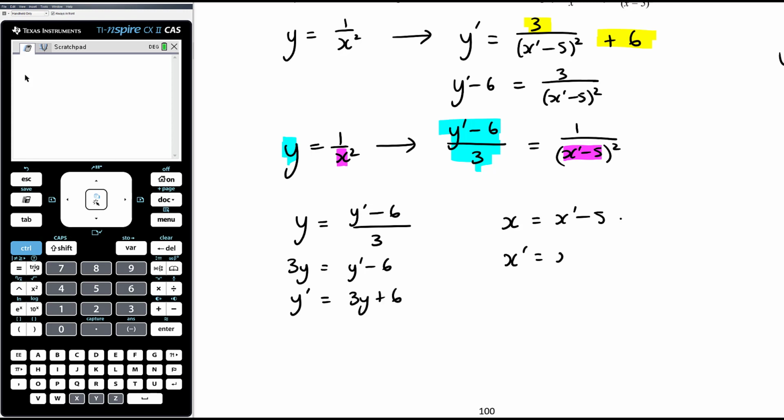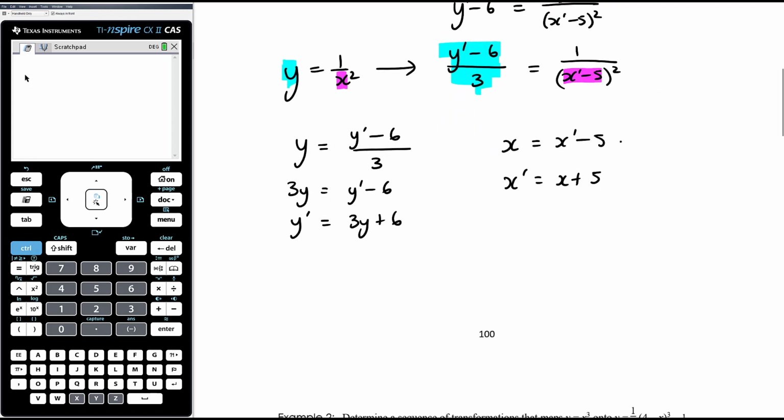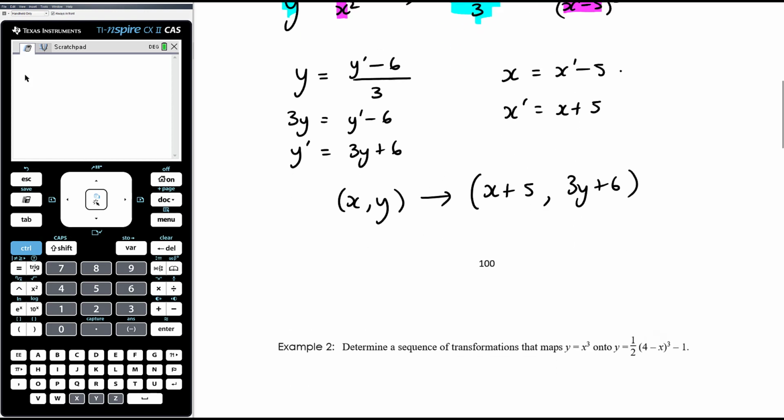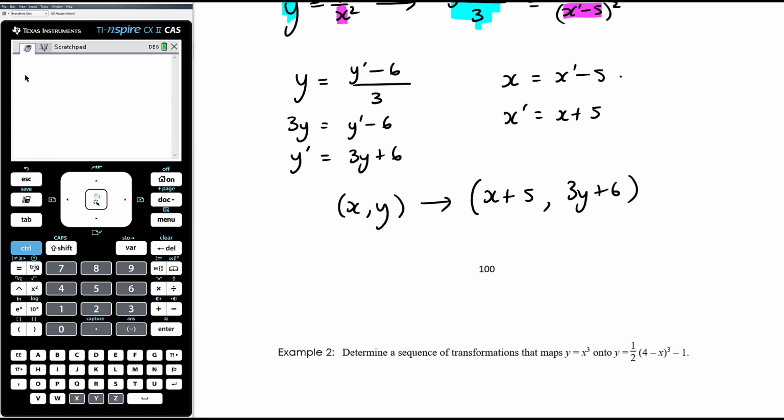Here, x dash is going to be x plus 5. Okay, and so that means that our point xy became the point x dash, which is x plus 5, and y dash, which is 3y plus 6. And now to list off the sequence of transformations, this simply requires you to understand order of operations. Now, the transformations that apply to the x coordinate don't have any effect on the transformations that apply to the y coordinate. Okay, so we can list the x transformations and the y transformations in any order that we want.